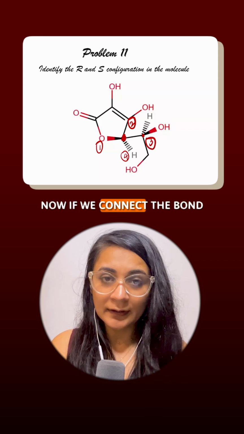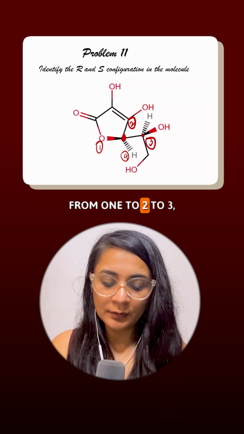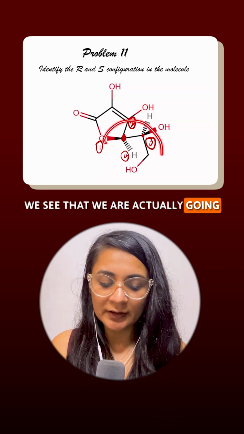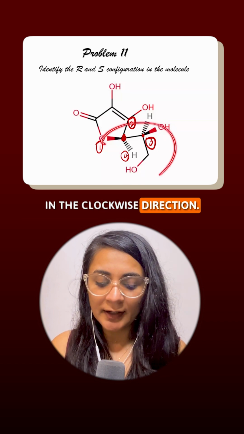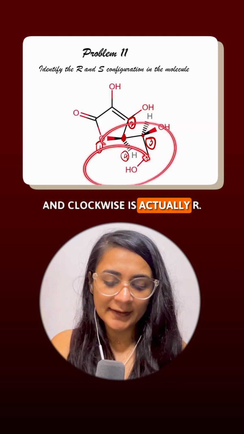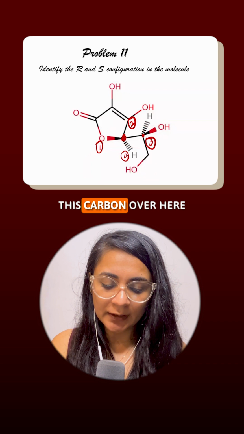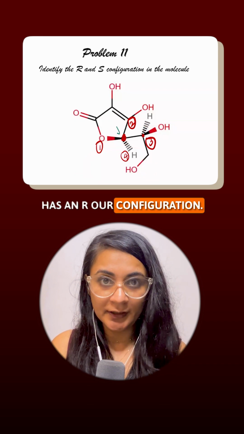Now, if we connect the bond from 1 to 2 to 3, we see that we are going in the clockwise direction, and clockwise is R, and that's why this carbon has an R configuration.